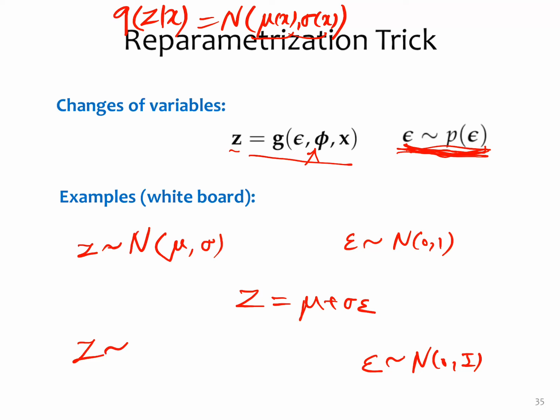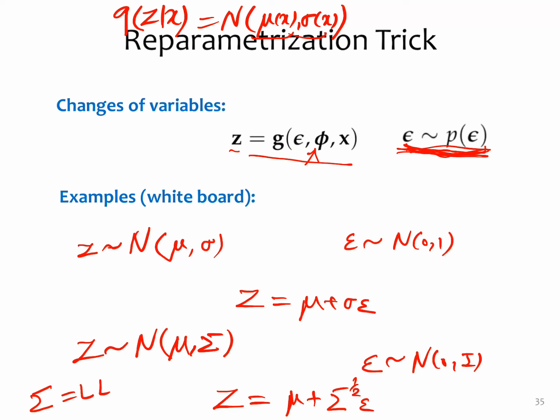Another example is the multivariate case. If I have Z distributed as a multivariate normal, what would my transformation be? Any idea? The same trick that you guys did. It's okay to be wrong, just give a suggestion. What should be the mean of Z? Mu. What should be the variance? Sigma. So adding sigma to the half times epsilon is going to do the job. Or if I have sigma as a Cholesky factorization, then that can do the job also.